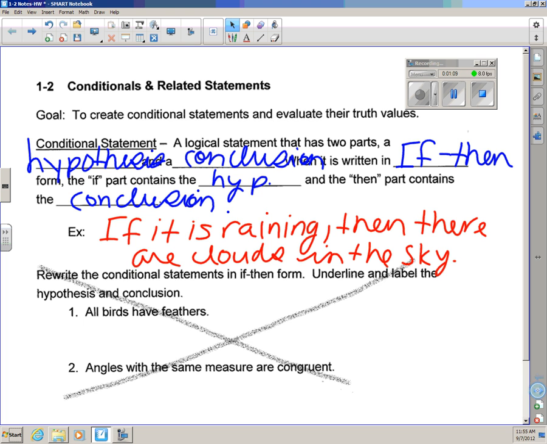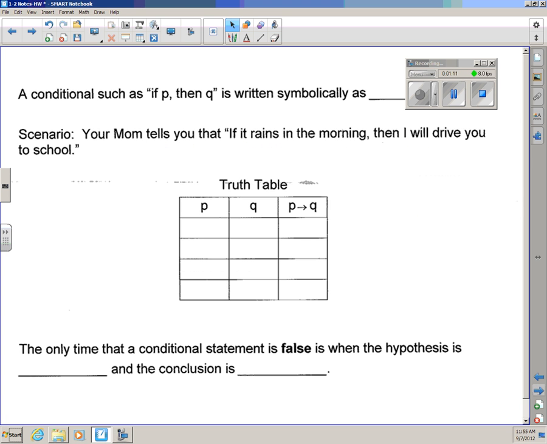So then the next thing is we're talking about conditionals being if P then Q. Symbolically, you're going to have an arrow. So what it looks like is if P then Q. That's how you would write it symbolically. So here's the scenario. Your mom tells you that if it rains in the morning, then I would drive you to school. But it's only if it rains that she needs to drive you.